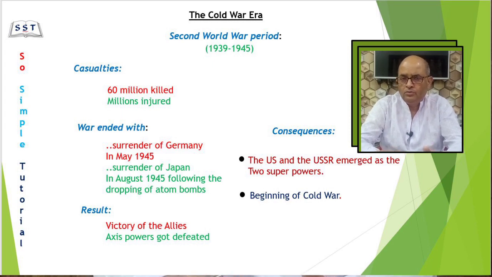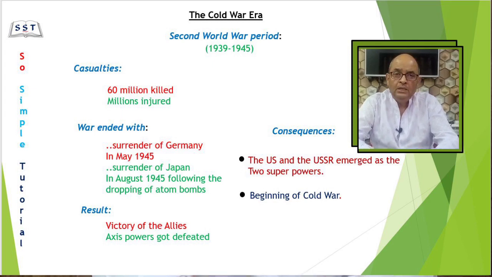Okay. Students, the end of the Second World War was also the beginning of the Cold War. Critics of the US decision to drop atom bombs argue that when the US knew that Japan was about to surrender, then it was not necessary to drop the bombs. That means it was intended to stop the Soviet Union from making military and political gains in Asia and elsewhere.